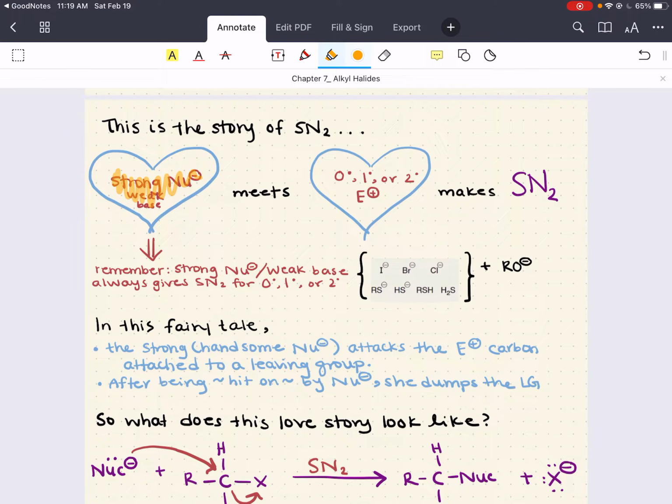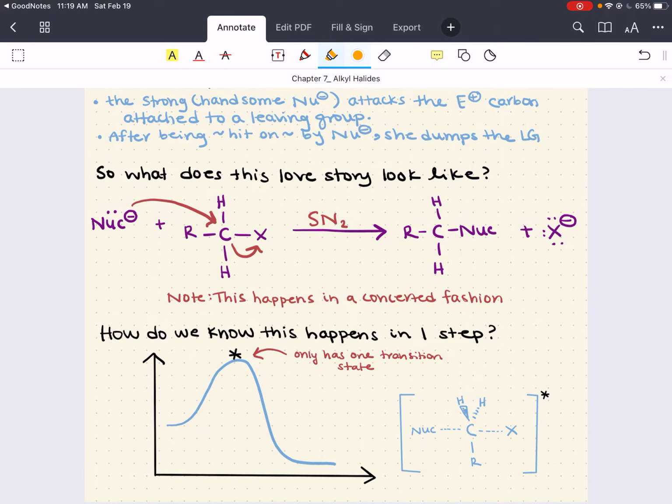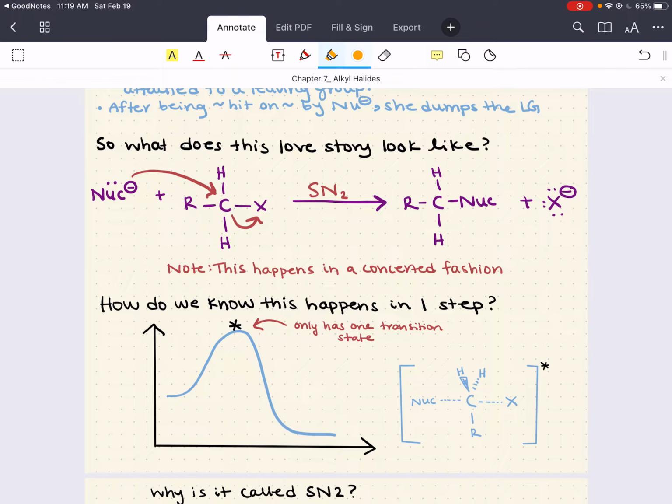Now, this is very important. This happens very fast and all in one step, and we know this because we can observe the energy diagram for SN2 reactions, and what you notice is it demonstrates one transition state, no intermediates, to suggest more steps.